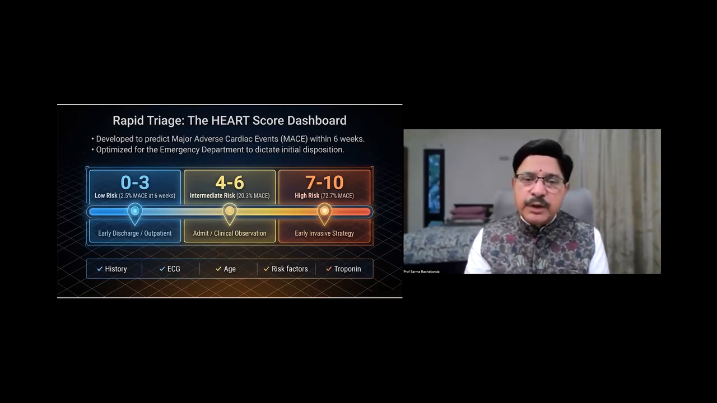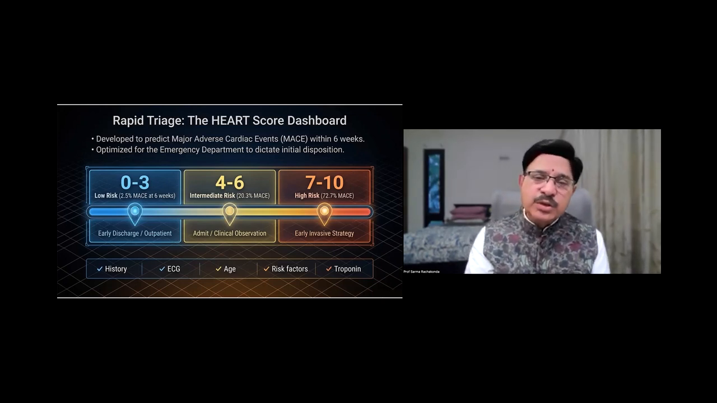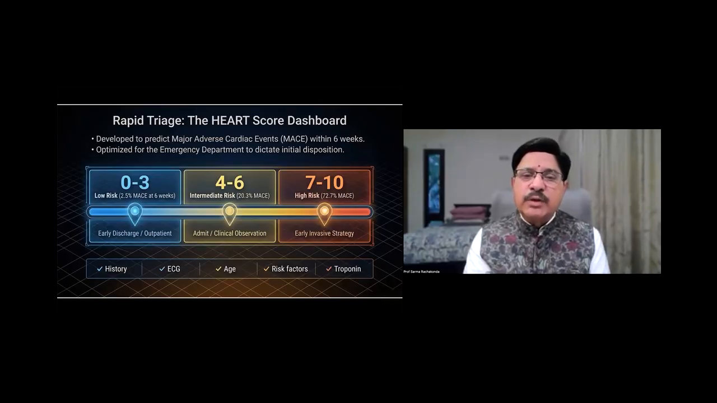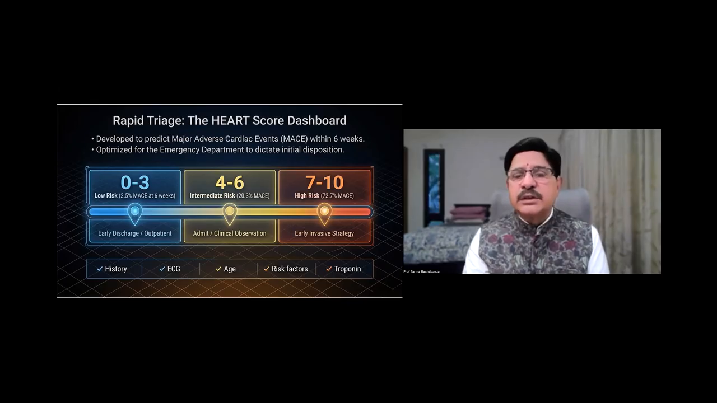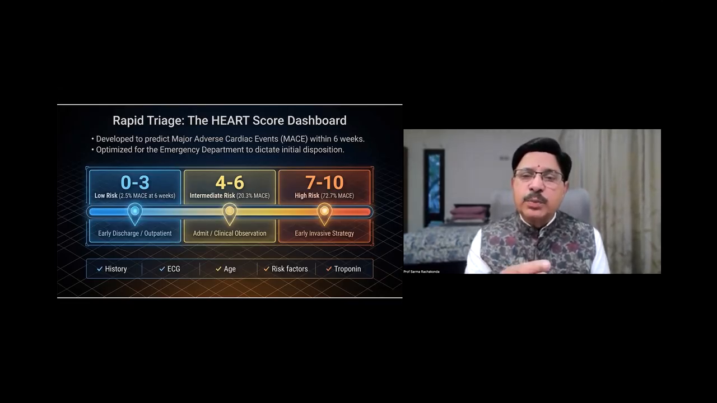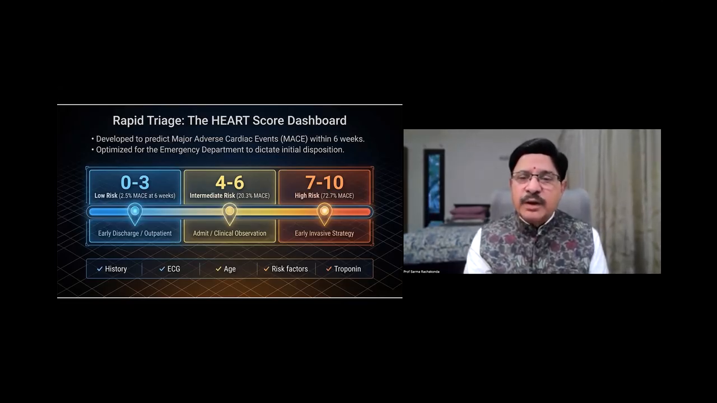They must be admitted and clinically observed: how their troponin behaves, how new ECG changes come, and evaluated with GRACE score and then SYNTAX score to triage them to the cath lab, or to triage them for bypass or do something else. These are between 4 and 6. With scores of 7, 8, 9, 10, the risk of high MACE in 6 months is 72.7%. Very high risk. These must go for early invasive reperfusion therapy.